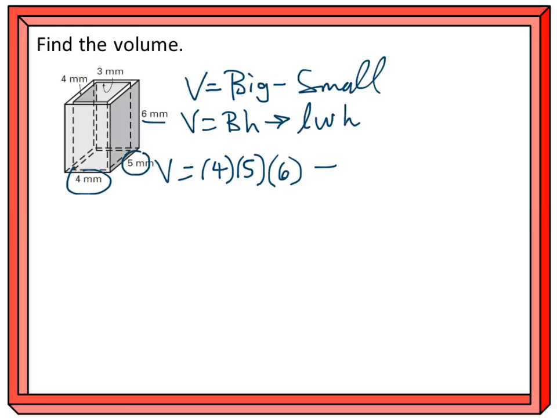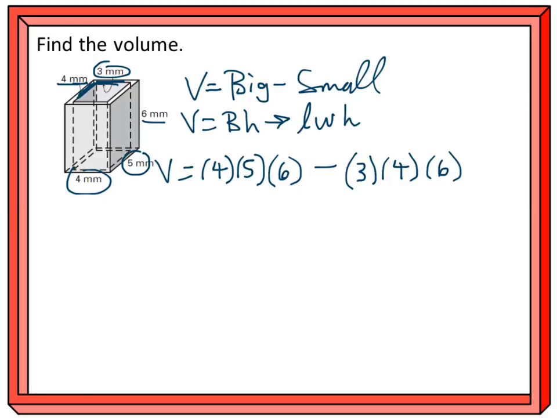Then we're going to subtract out the small one. So the small one has this 3 by this 4, which is this direction here, and the height is still the same at 6. So it's a 3 times 4 times 6.